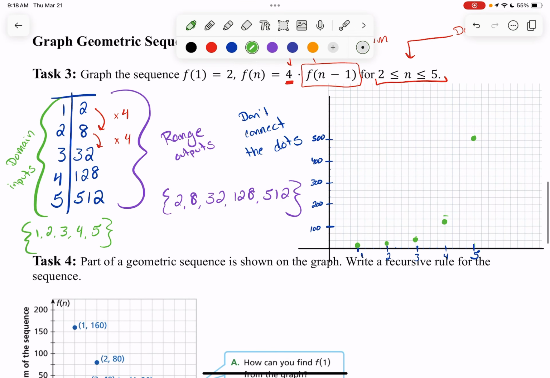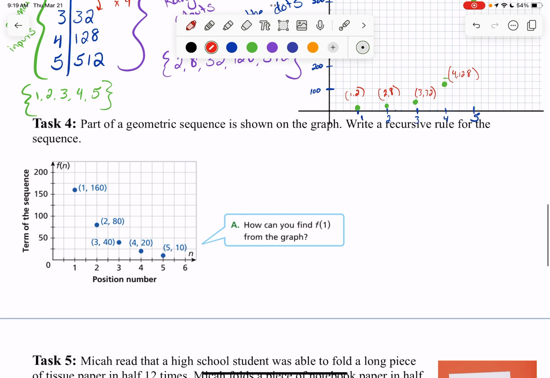So there is my graph of the sequence. Again, it's just the dots. Maybe I want to do the ordered pairs. So this is the point (1, 2), this is (2, 8), this is (3, 32), (4, 128), and then (5, 512). Okay, so there's my graph. Now we're going to go ahead and do it backwards.